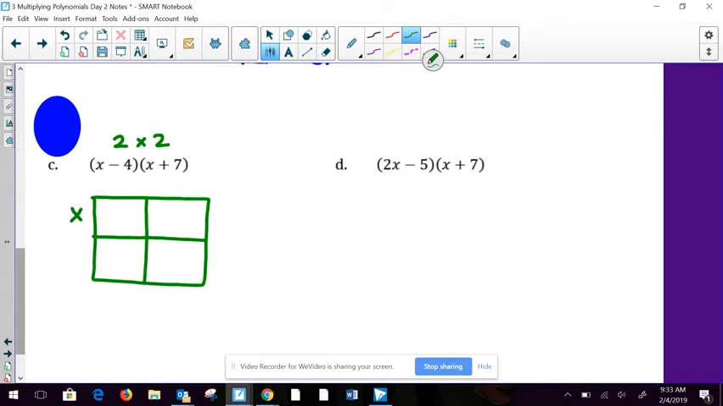So x and then minus 4. On top I have an x and I have a plus 7. Notice I take the sign in front of the number or variable. And now I multiply. What is x times x?